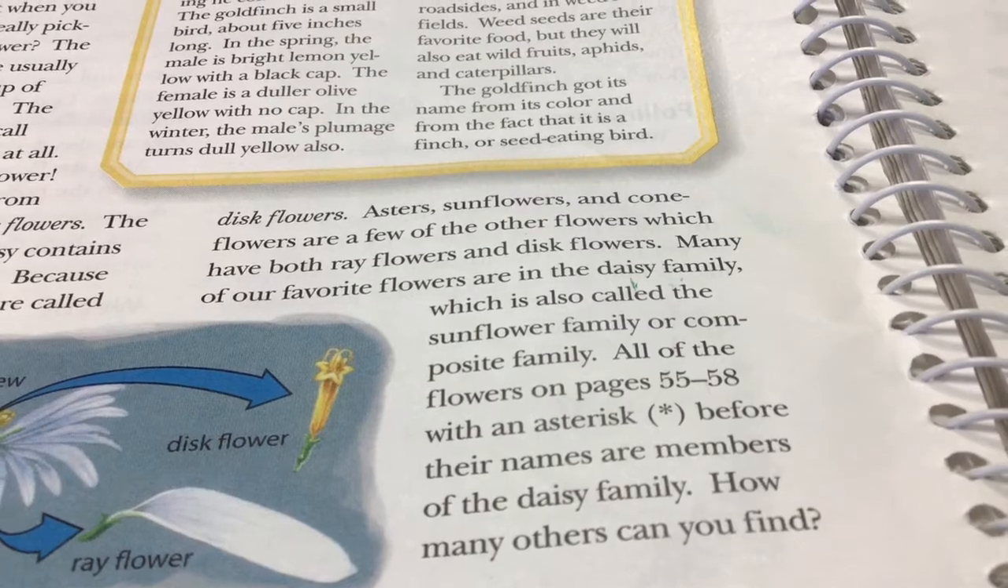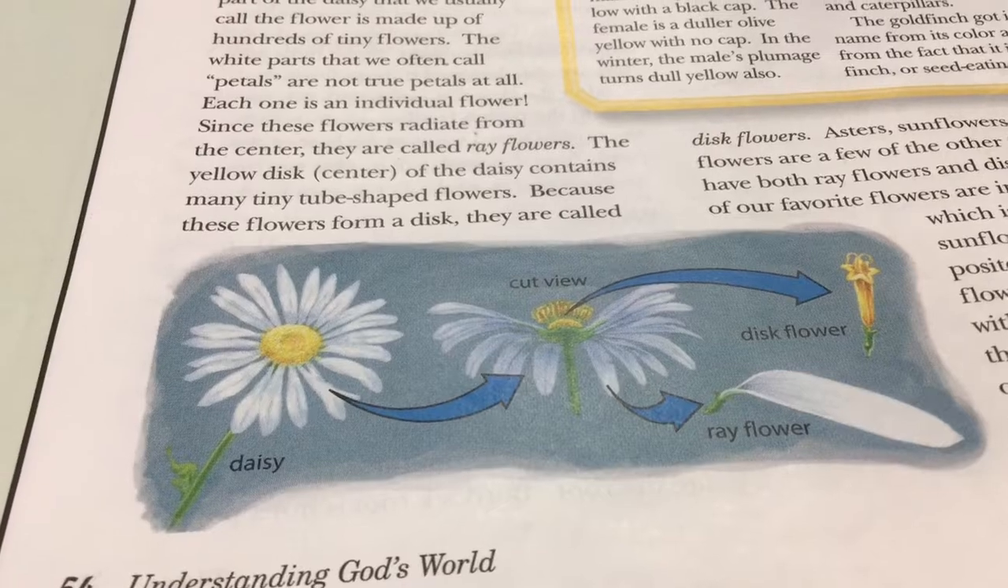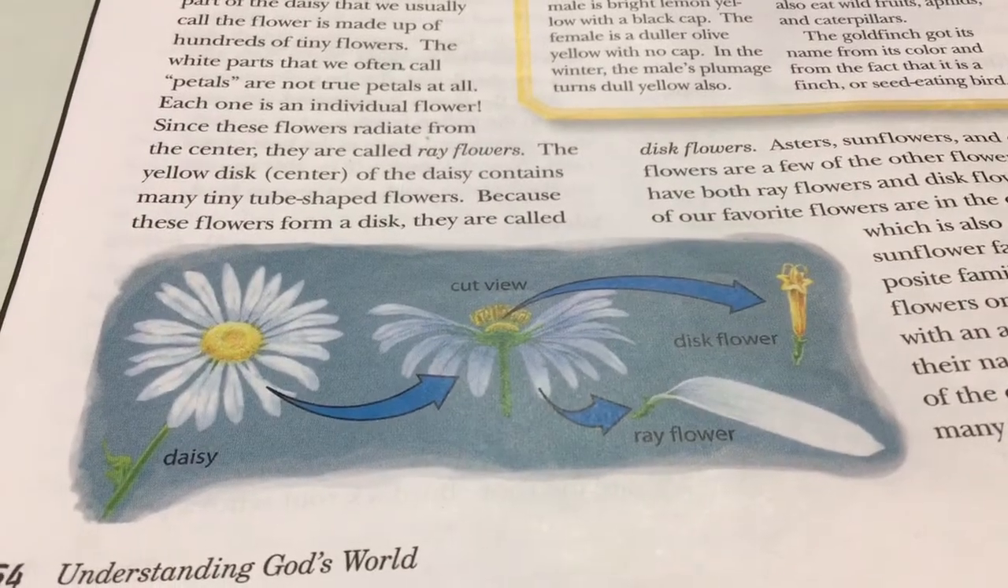And we're going to read those sections later at a later date. But make sure you're looking at the daisy and the cut view and how there's disc flowers and ray flowers.